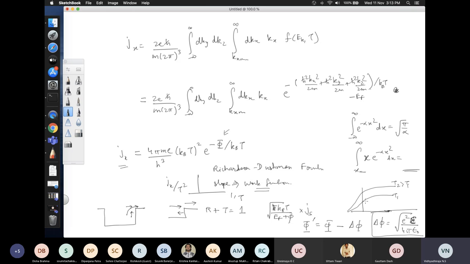Okay, and when you look at the U equal to zero limit, or the E equal to zero limit, and compute this JS as a function of temperature, then using this graph of JS by T squared as a function of 1 over T, you can extract the work function. Okay, so this is what constitutes the concepts involving thermionic emission. So now you can ask questions, and today we are not going to do the band theory.